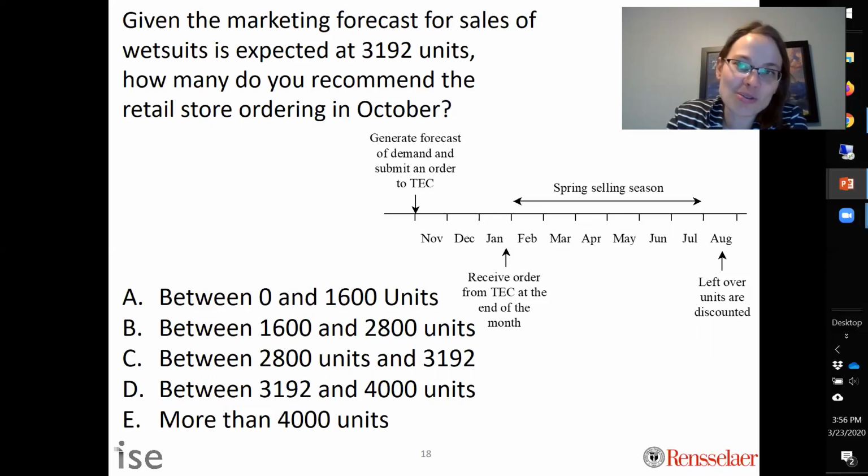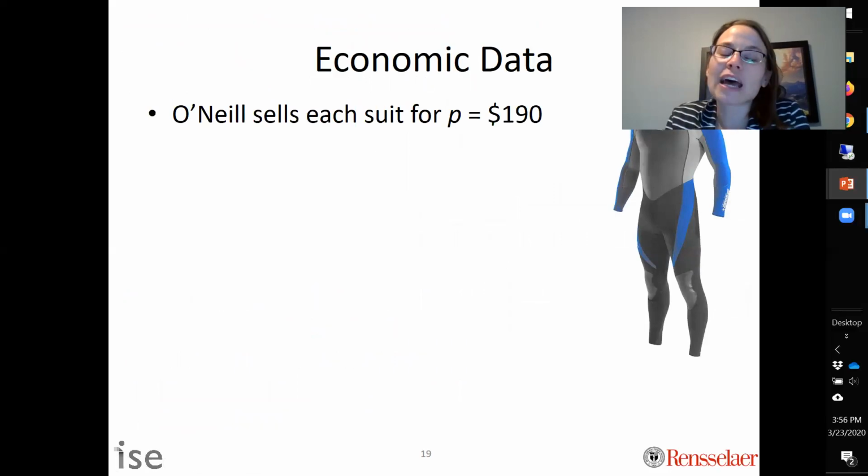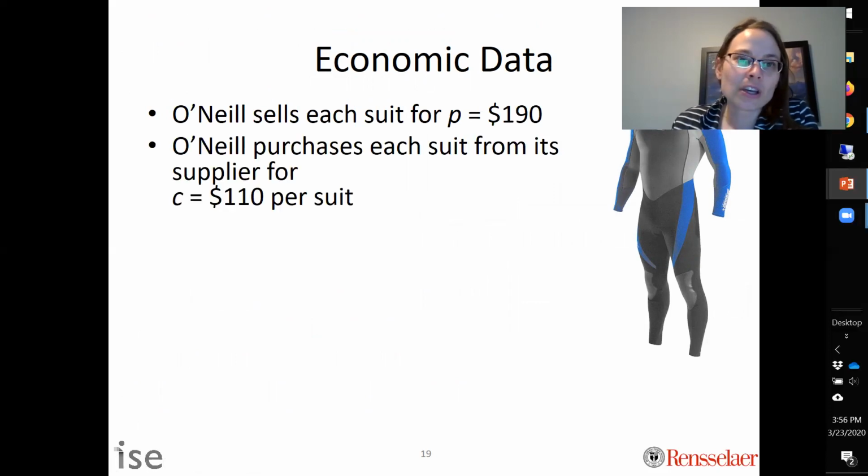So we need to know the cost of underage and the cost of overage. So we need some economic data. And so if we think about some economic data, we sell each suit for $190. So that's what a customer would pay us to buy a suit. But we buy these from our suppliers, again, before demand materializes, at $110 per suit.